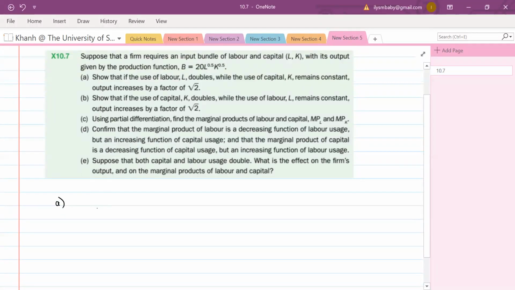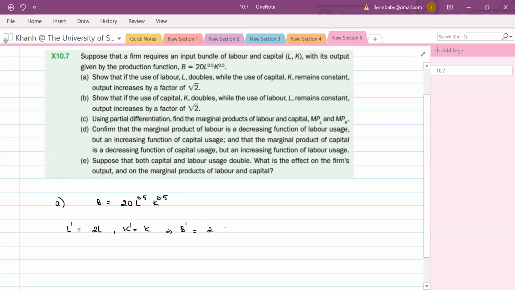Okay, so it's pretty straightforward. We just have to double the amount of labor and the amount of capital remains the same. And we want to see how that is going to change the amount of output B. We are given B equal to 20 L to the power half and K to the power half. Now, if we got L dash, which is equal to 2L, so we got double the amount of L, and K dash is going to be equal to K because K remains constant. Then we want to see B dash, the new amount of output. How is that going to be affected?